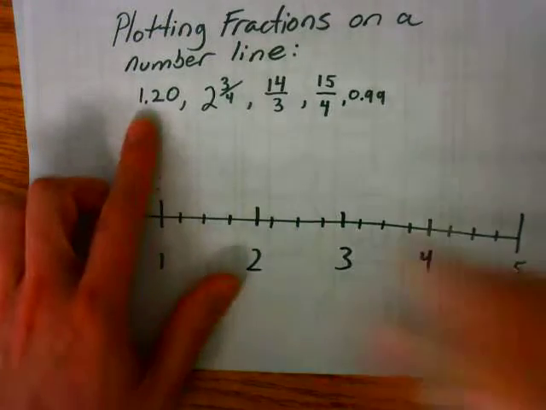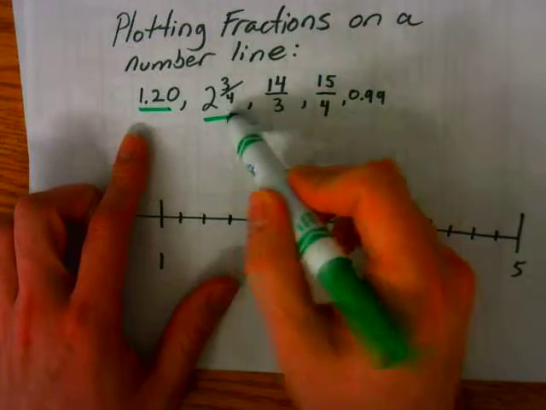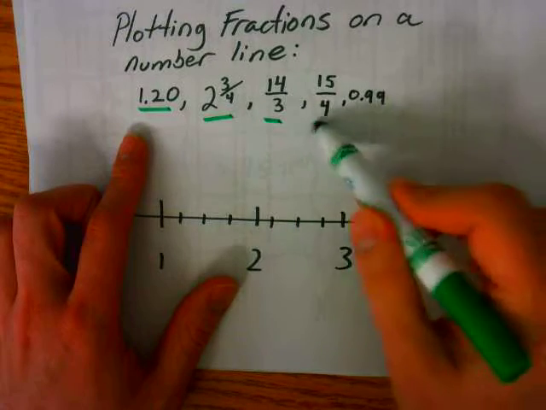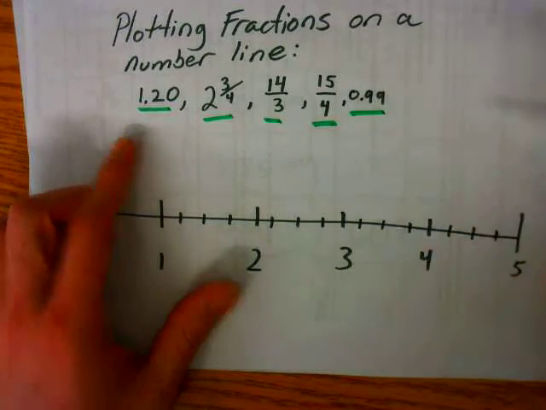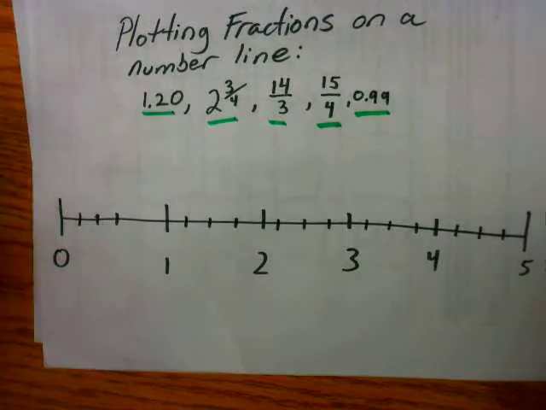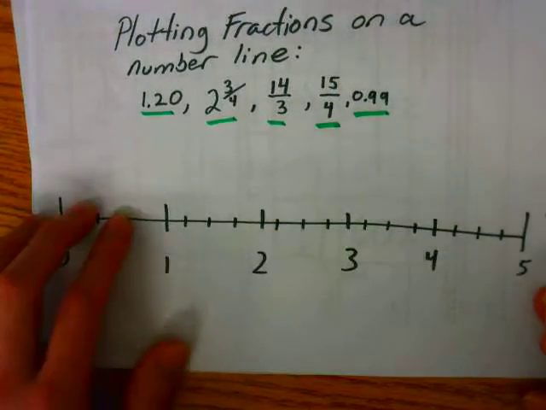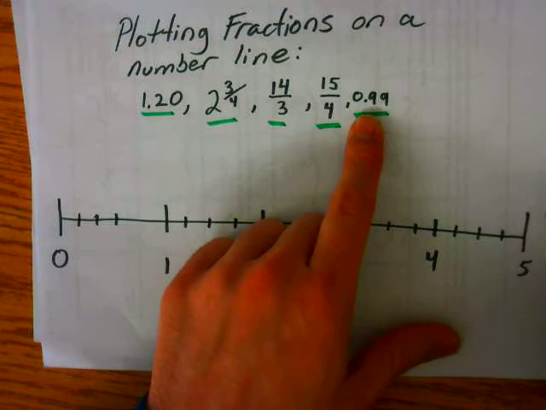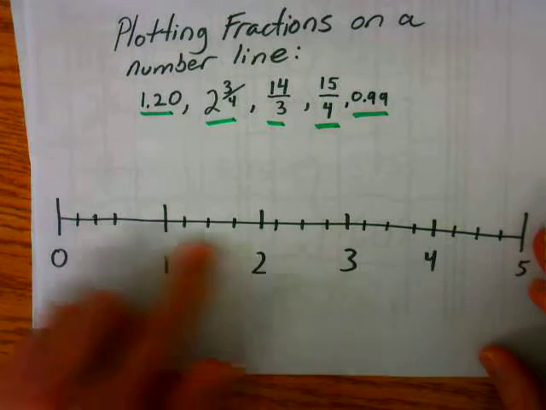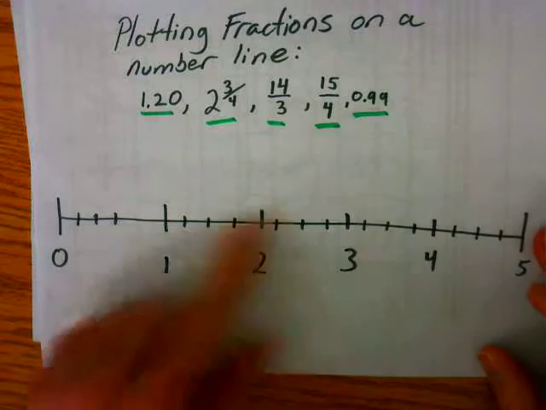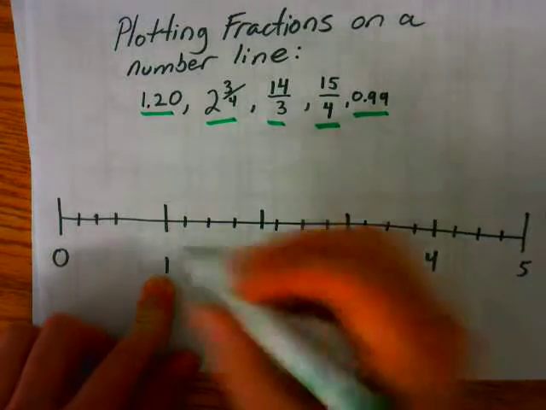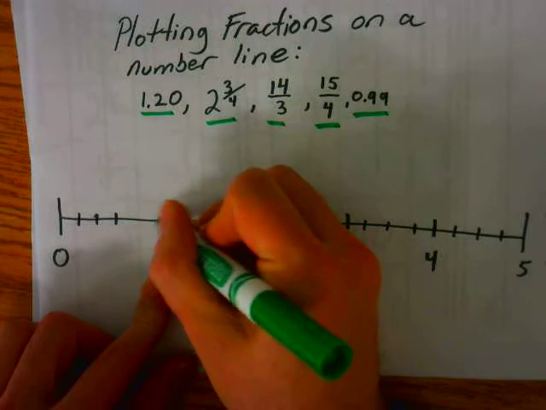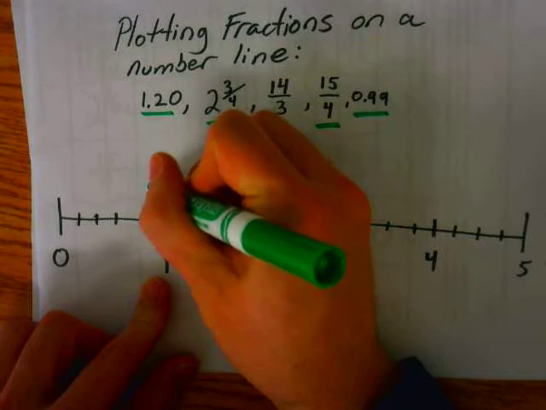Here we have 1.20, 2 3/4, 14 over 3, 15 over 4, and the decimal 0.99. Well, we're going to try to be as accurate as possible. We don't have to be exact in this situation because our number line isn't the most perfect. We want to make sure we can be as accurate and close as possible. Let's start with this one here, 0.99. Looking at our number line right here, we can pretty much figure out 0.99 is almost the whole number 1. So why don't we put a green dot right there, and then let's label it 0.99.